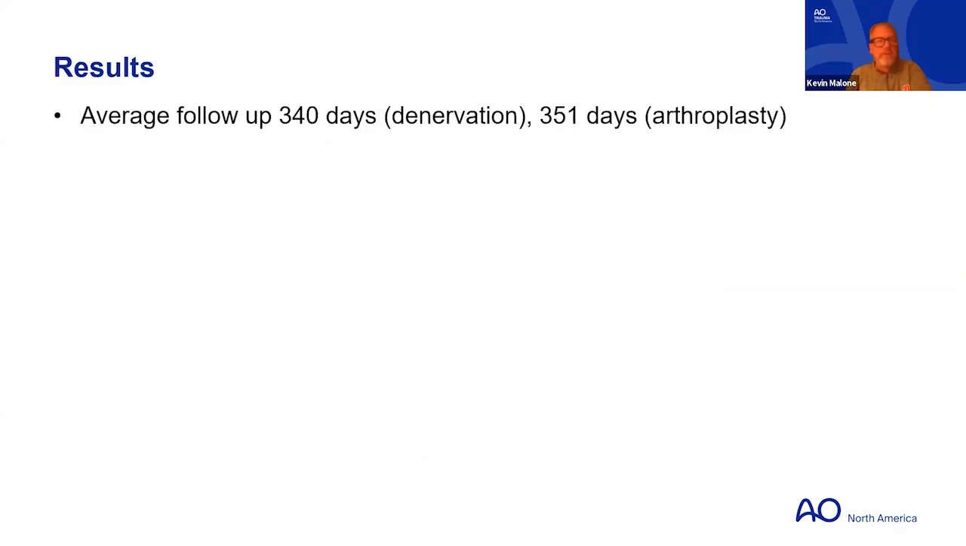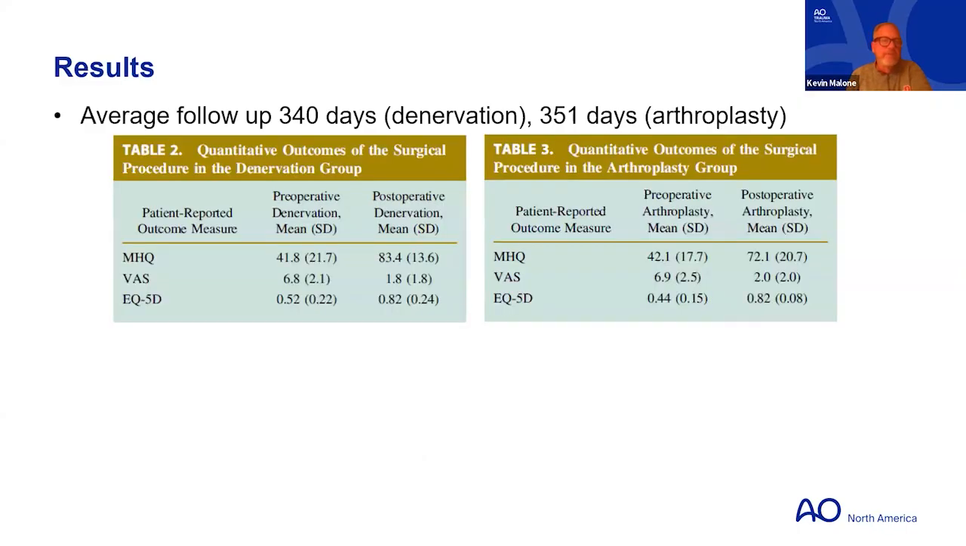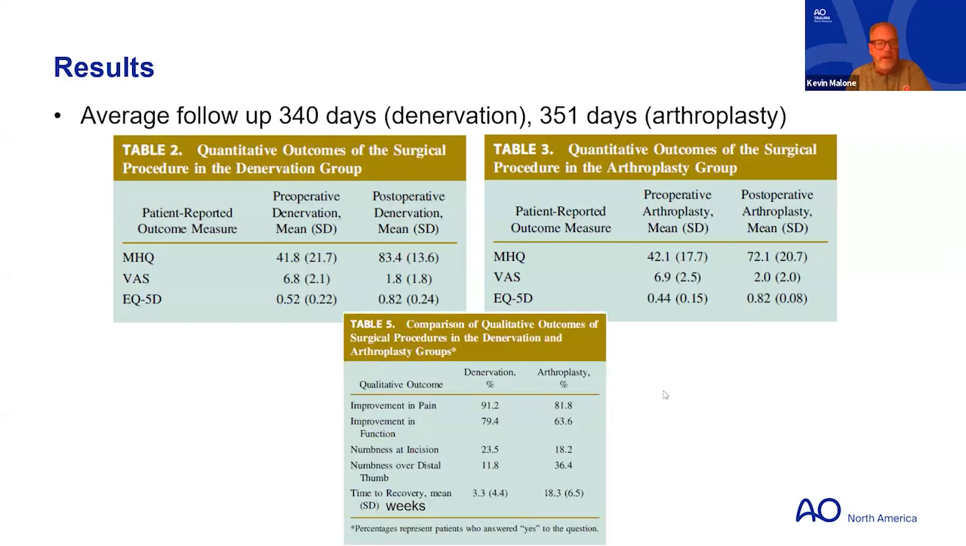Average follow-up was pretty similar, just under a year for both groups. And you can see here the denervation group on the left, the arthroplasty group on the right, in terms of improvements between both with pain, function, and overall patient satisfaction, all with pretty significant improvements. And then comparing the two, improvement in pain was 91% in the denervation group and 81% in the arthroplasty group. Function also slightly increased improvement with the denervation versus arthroplasty.